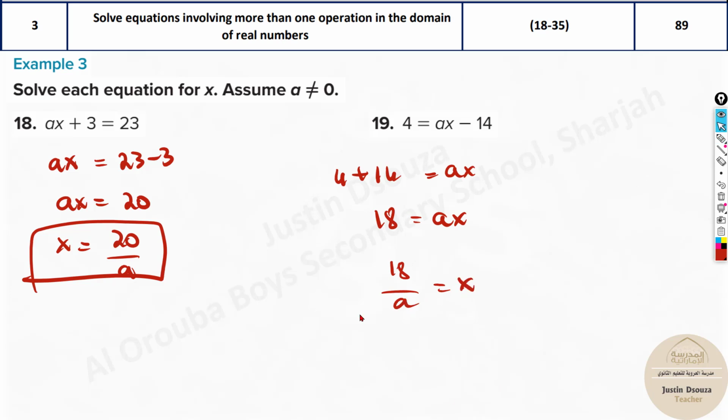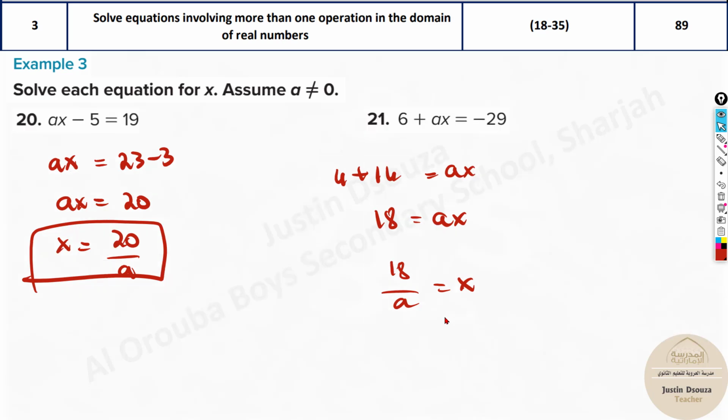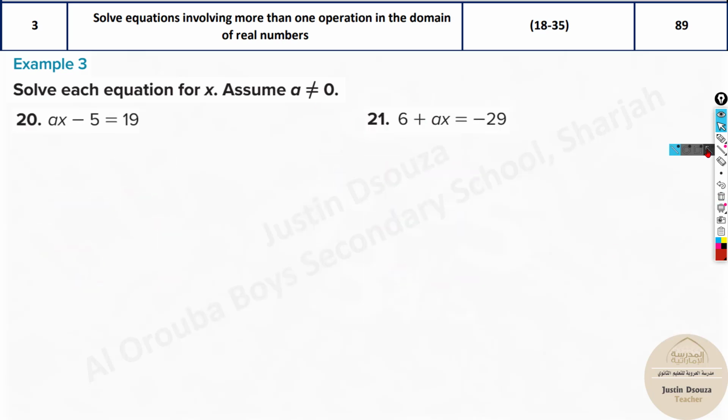So you can see this is the pattern. 20 by a, 18 by a. You can see a pattern here. All the problems have ax together. In the sense, ax is always grouped up. Okay? You can just consider that to be a single variable and solve the other things.